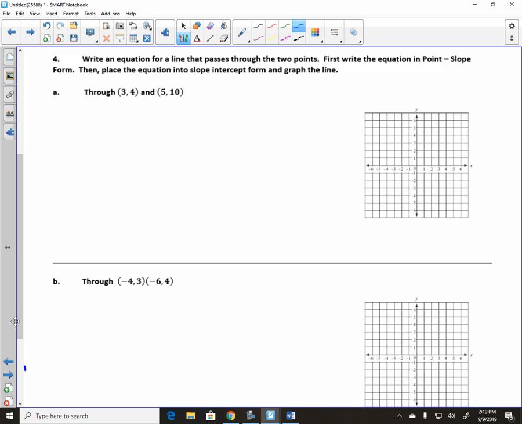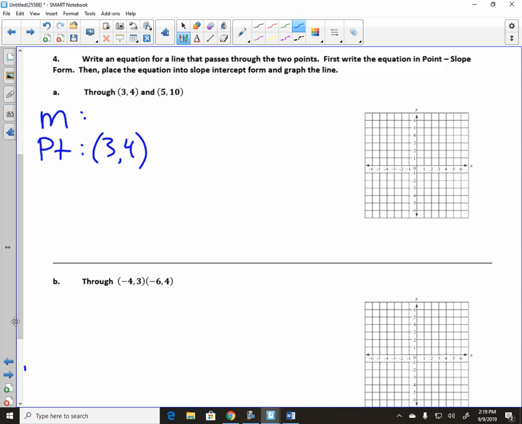Every time it says write an equation for a line, you think 2 things. You say, I've got to have a slope and I've got to have a point that it goes through. Here's the good news. You get to pick whichever point you want. Sierra, which point do you want? Do you want 3, 4, or 5, 10? She wants 3, 4.